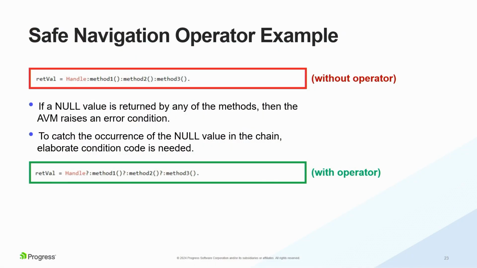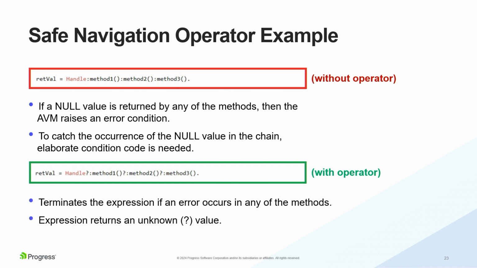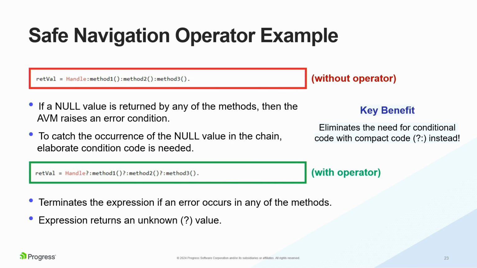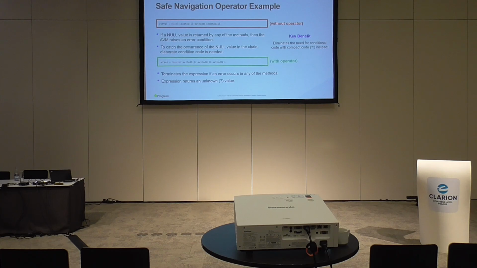The better, more efficient way of doing it is by using the safe navigation operator. And you can see the subtle differences in the two statements. We're simply adding the safe navigation operator, the question mark, preceding the colon in this case. What this does is it essentially terminates the expression if an error occurs anywhere in the methods, and it returns the unknown value. And so for developers, the key benefit is that it eliminates the need for conditional code, and it replaces it with more compact code, which is the safe navigation operator itself.